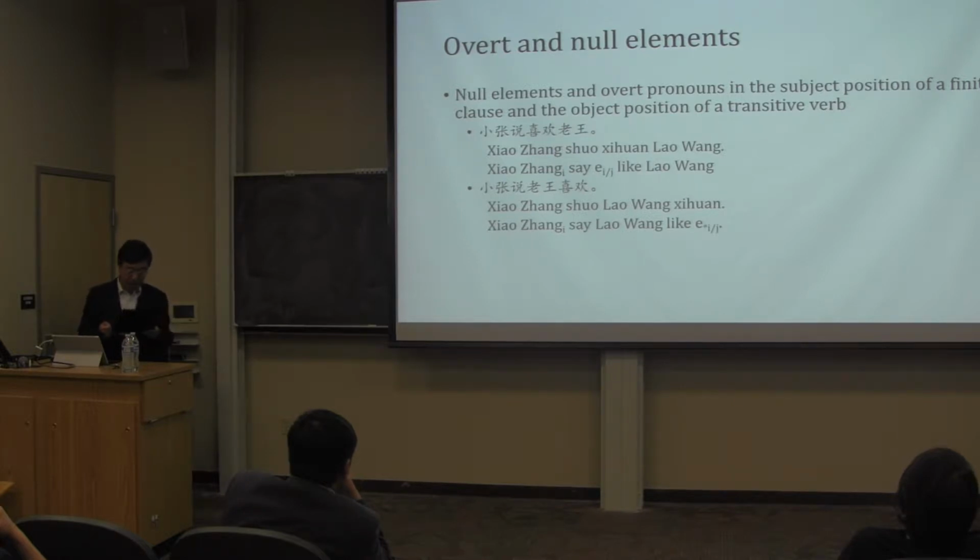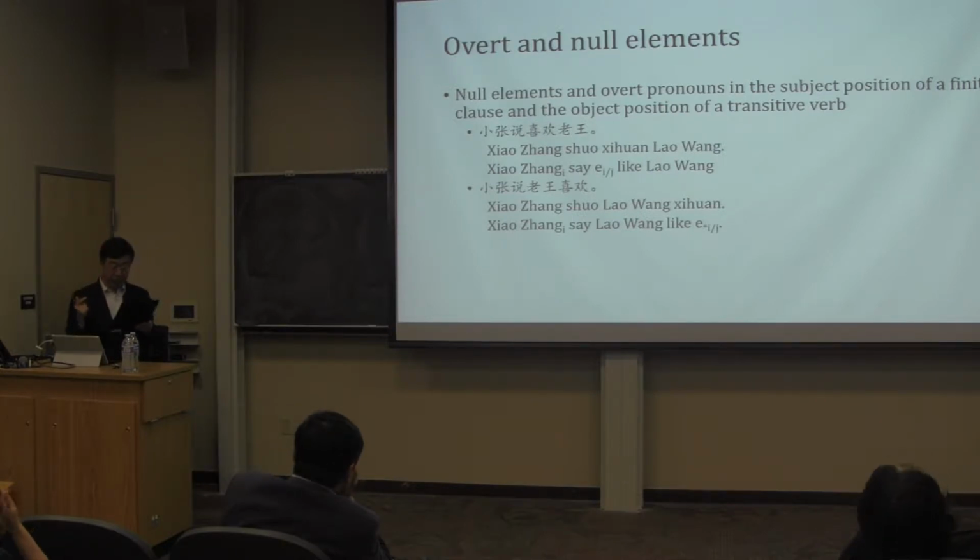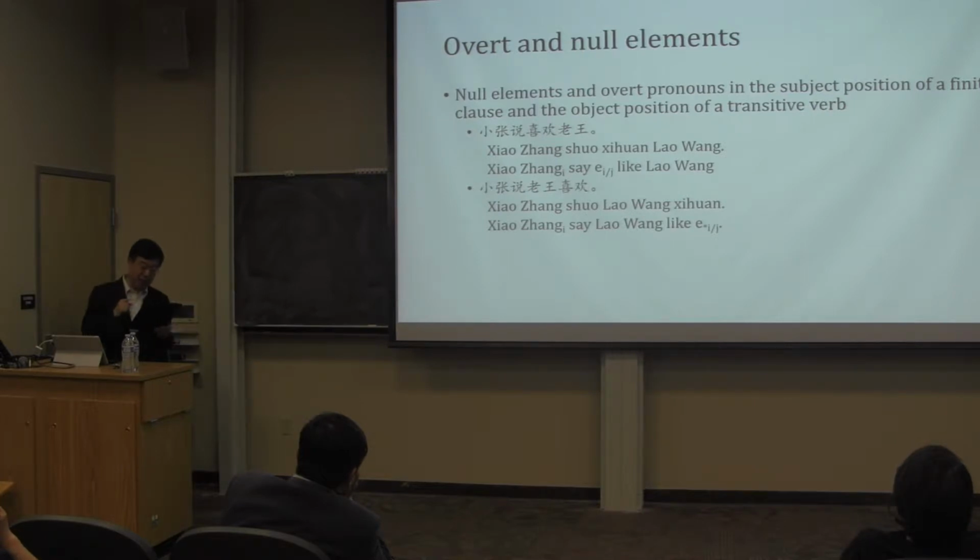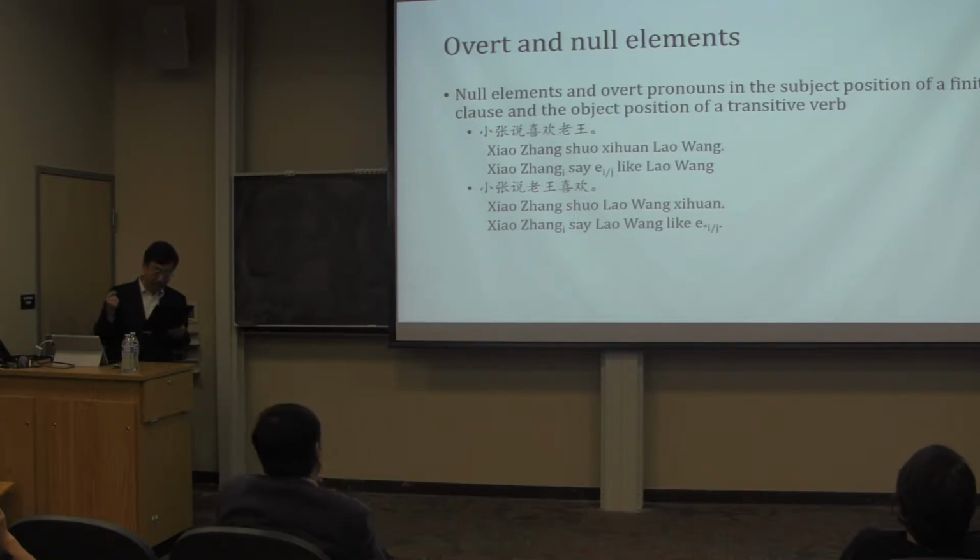So in the first sentence, 小张说喜欢老王. Here there is a null element in the subject position of the embedded clause. 小张说, an empty category, 喜欢小王. And this empty category is co-indexed with either the subject of the matrix clause 小张 or an entity in the discourse, someone else. So there are two interpretations to the sentence. One is that 小张 said that 小张 himself likes 老王. The other is 小张 said that someone else likes 老王.